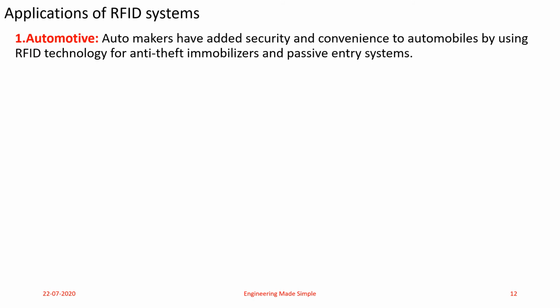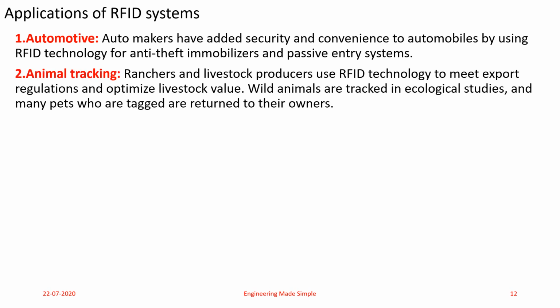First application is in the automotive domain. Now automotive industry have added enhanced security and convenience to automobiles by using RFID technology for anti-theft features such as anti-theft mobilizers and passive entry systems. Second application of RFID system is in animal tracking, which is used by ranchers and livestock producers. So ranchers and livestock producers use RFID technology to meet export regulations and optimize livestock value. Wild animals are tracked in ecological studies, and many pets who are tracked are returned to owners.